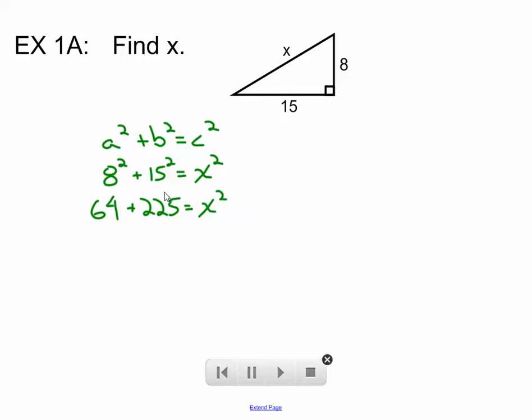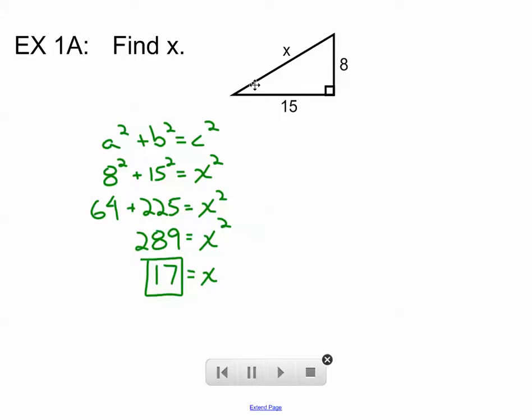In the theorem, we're going to square it. It does not matter if you call a 15 and b 8. 64 plus 225 is the same as 225 plus 64, so it doesn't matter what order you put the legs in. But it is very essential that you plug in x for c, since x is the hypotenuse and c is used to represent the hypotenuse. Keep going on this. We'll add those two numbers. 289 equals x squared. And then we'll solve this by taking the square root of both sides. So x is 17.